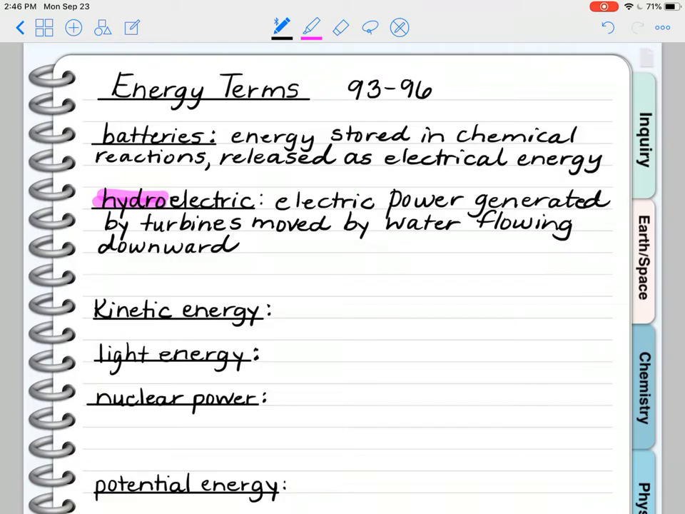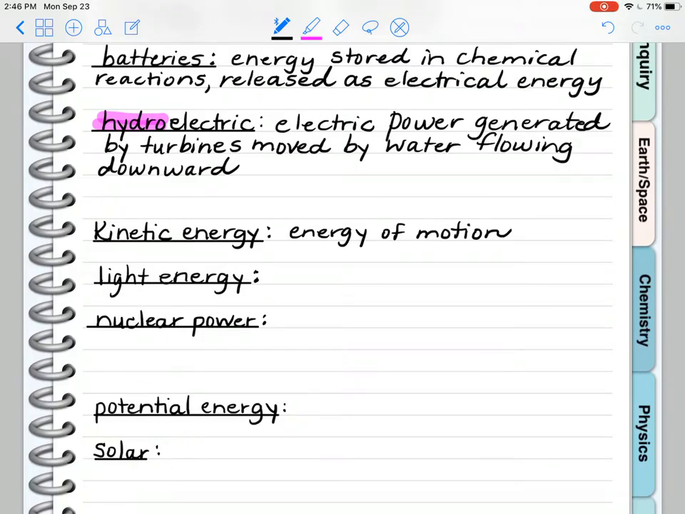Okay. Kinetic energy is the energy of motion. When things move, there's energy, and that energy is kinetic energy. Light energy is energy in electromagnetic waves. There is energy in light.